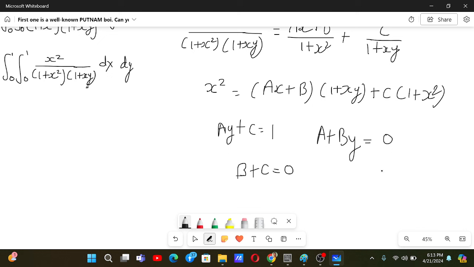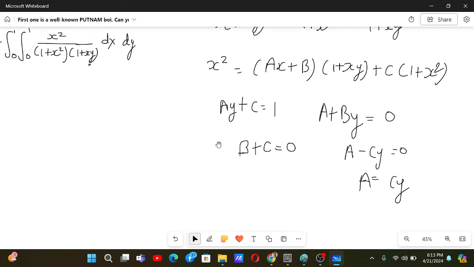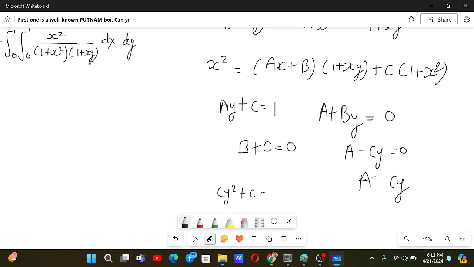Okay, so there are 6 terms. I think that's going great. Now we know that b is minus c, so we have a minus cy is equal to 0. That means a is equal to cy. Now what does that imply next? Since a is cy, we have cy squared plus c is equal to 1. That means c equals 1 by 1 plus y squared.